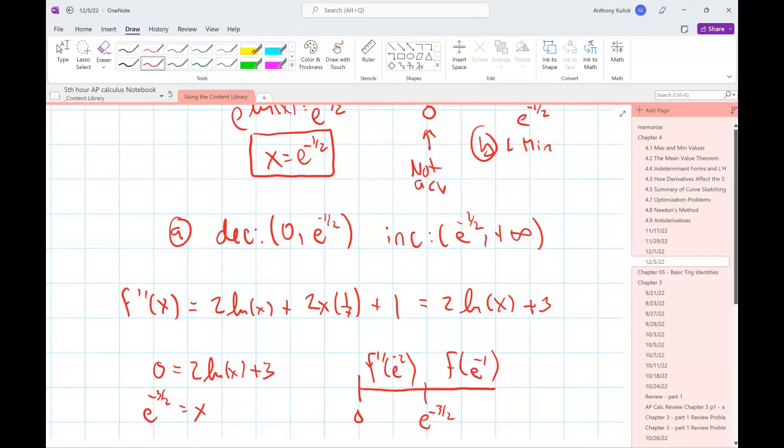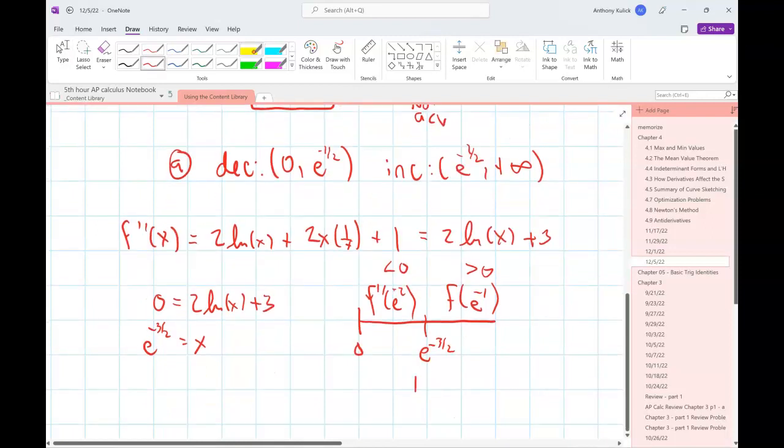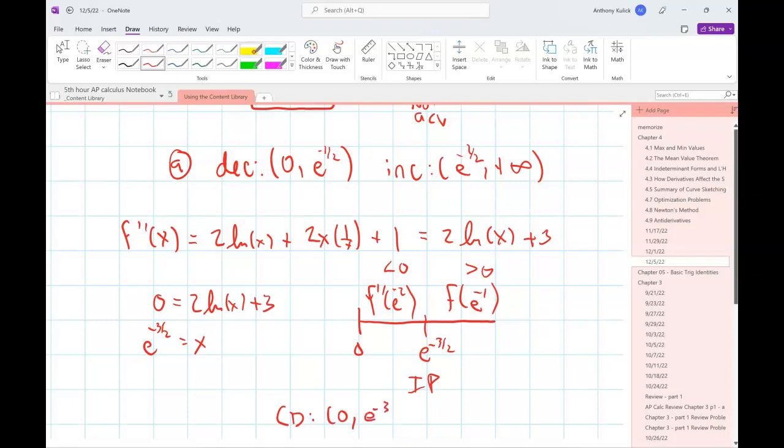All right, 1 over e squared is going to be smaller than 1 over e to the 1.5. If I plug that in, I get 2 times negative 2 plus 3, so that's negative. And if I plug e to the negative 1 in, I get 2 times negative 1 plus 3, that's positive. So this guy is an inflection point, and we are concave down from 0 to e to the negative 3 over 2, and we're concave up from e to the negative 3 over 2 to positive infinity.